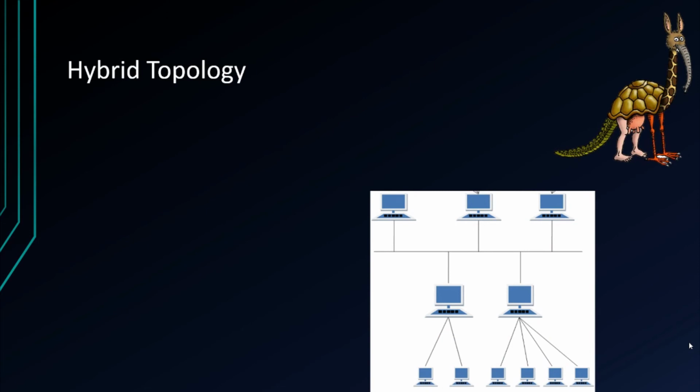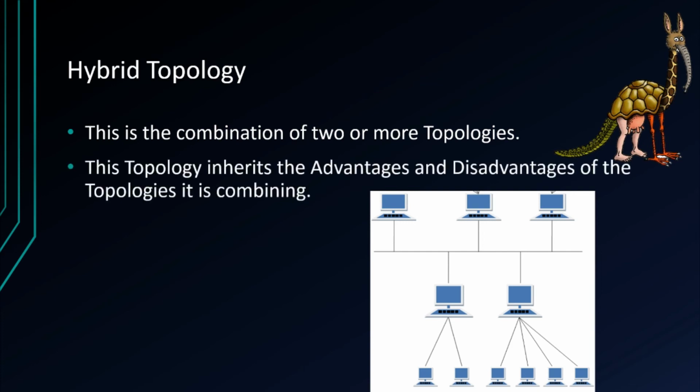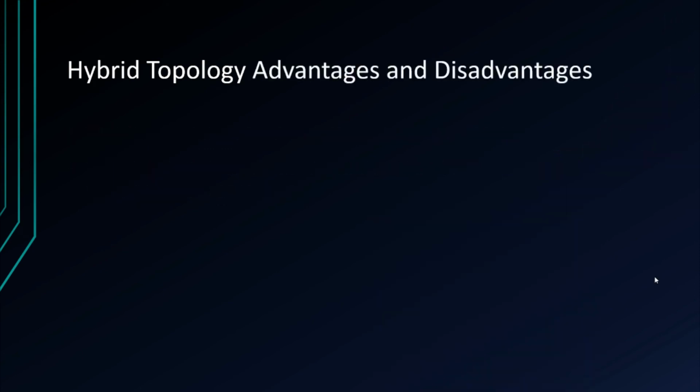So now let's look at a hybrid topology. This is the combination of 2 or more topologies. This topology inherits the advantages and disadvantages of the topologies it's combining. So we can see here there's a bus, and this topology here as well. So this combining the two, so the advantages and disadvantages will be the same as what these two would be on their own. So let's look at some advantages and disadvantages.